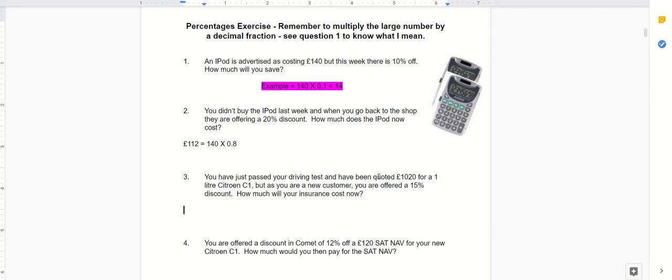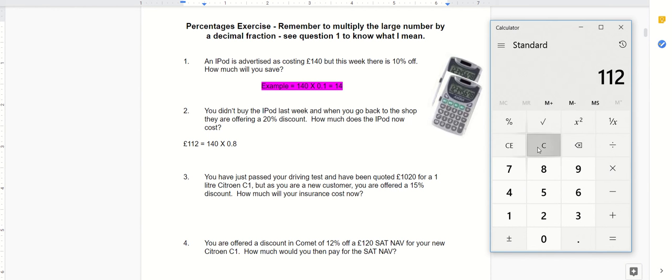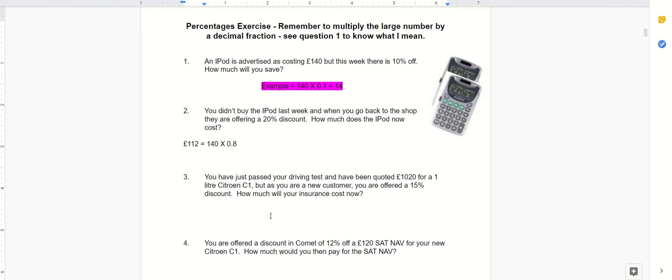So you've just passed your driving test, and you've been quoted £1,020 for a 1 litre Citroen C1, but as you're a new customer, you've been offered a 15% discount. How much does your insurance cost now? So let's clear that. We type in 1020 multiplied by... we want to take 15% away from that. So obviously 0.85, because 100 minus 15 is 85. We want 85% as a decimal fraction, which is 0.85. So we press equals, and it's now 867.